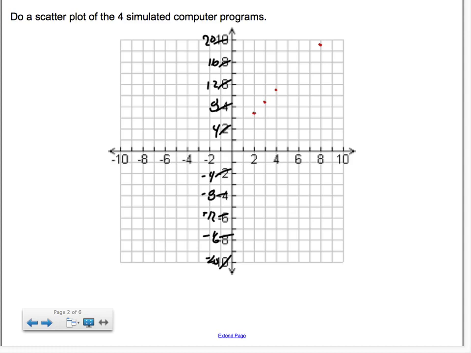So the next one, can somebody just read out the coordinates for me, so I don't have to go back and forth? 5 and 10. That's 7 and 14. 1 and 2. And 10 and 20.